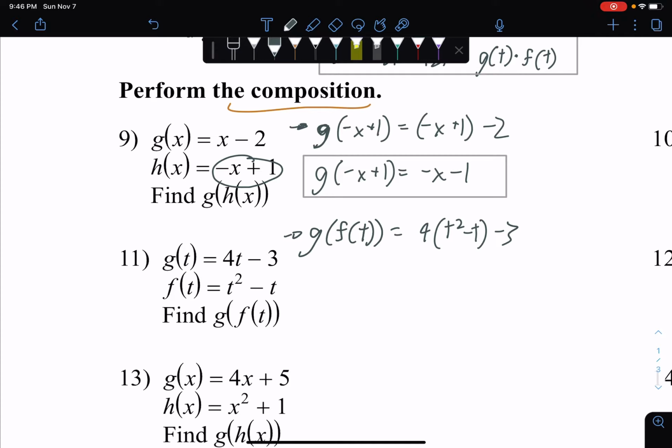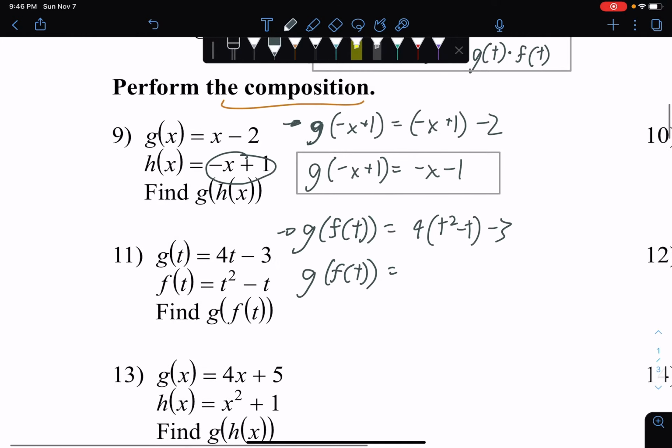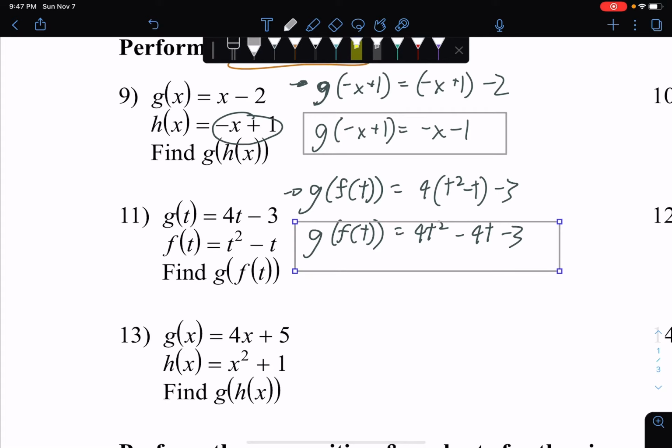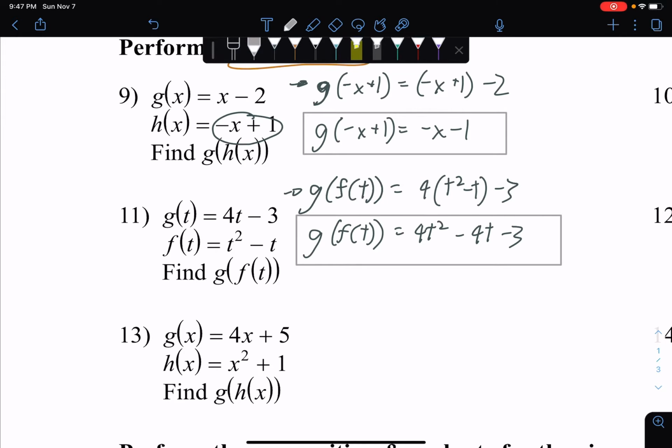I hope you're seeing the pattern right now. Just in case you haven't yet, I'll be constantly showing it until we finish the worksheet. So please stay tuned in watching this. So yeah, 4t raised to 2 minus 4t minus 3. This is our final answer. We've simplified it already. Nothing else is in need of change.